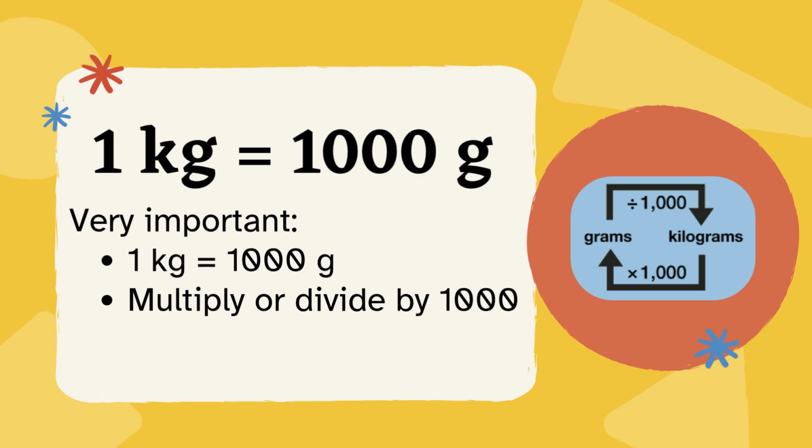So if you look at the picture on the right, to go from grams to kilograms, you divide by 1000, and if you want to go from kilograms to grams, you take the number that you have in kilograms and times it by 1000. So basically, if you look at this picture, this blue one, grams to kilograms, you divide by 1000. Kilograms to grams, you times by 1000. And basically, it's just taking zeros away or adding zeros.